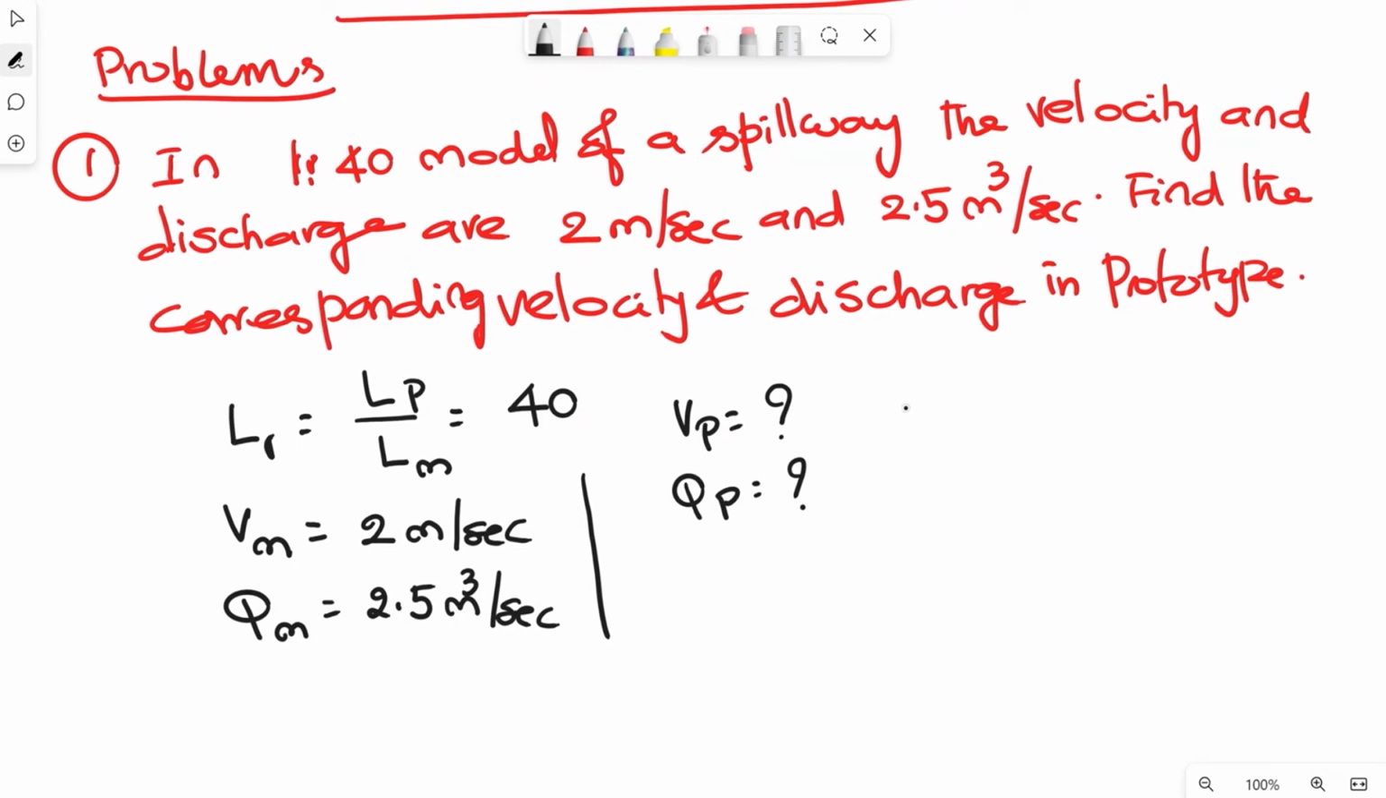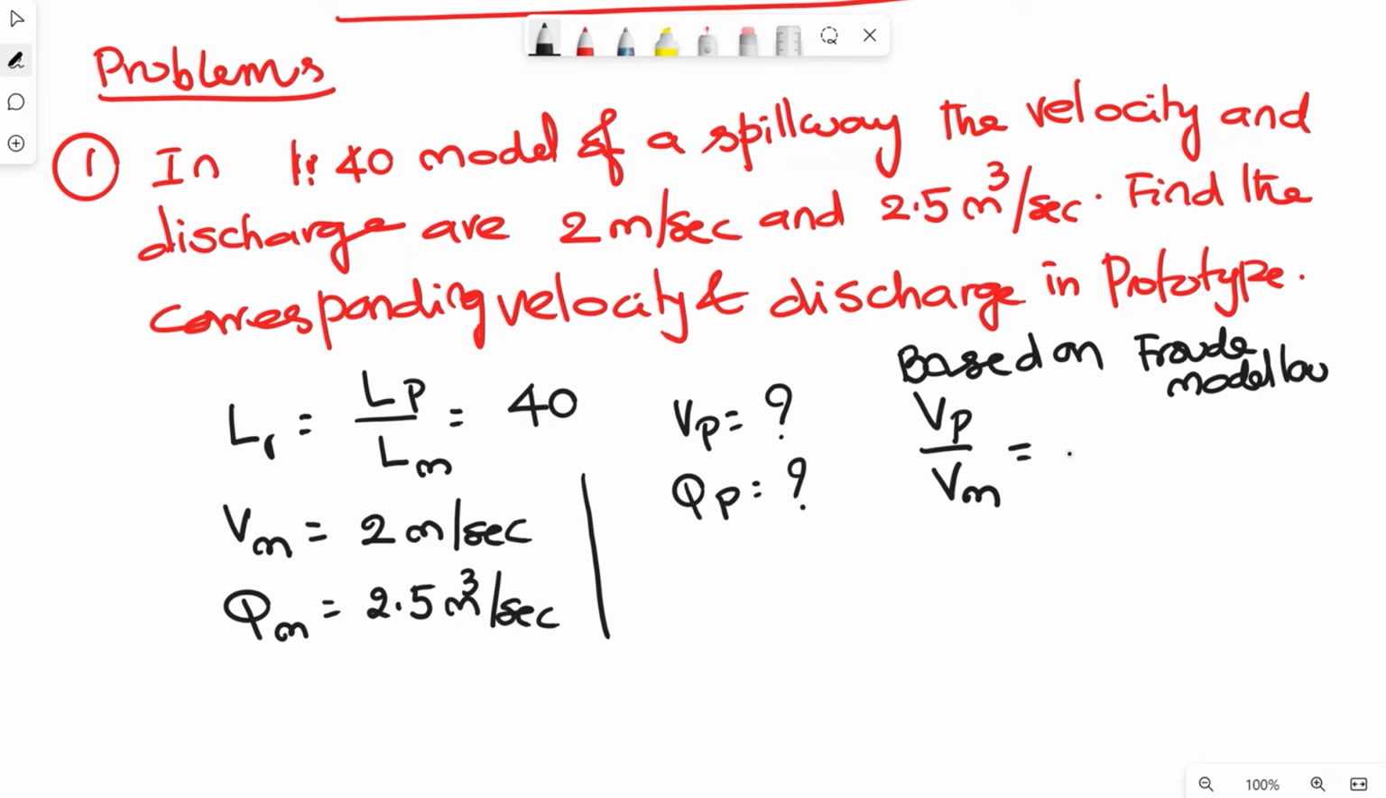So for us, VP by VM is equal to, based on Froude model law, root of Lp by Lm. The first doubt normally you come across in this problem is how or why Froude's model law should be used. The moment you have seen a spillway, it is a free surface flow. Wherever free surface flows are there, Froude's model law is applicable.